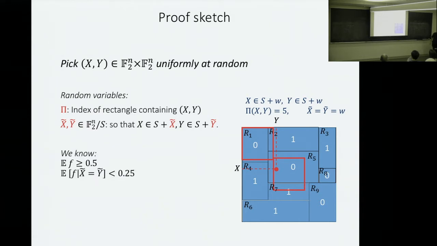So what do we know? We know that the function has an average more than half, but we know that if I knew that x tilde is y tilde, then my function has average less than 25%. Because if I knew that x tilde is y tilde, I would know that my function lands in one of these diagonal cosets, where when you add this plus this, you just get v, and I know that my function on v has low average.